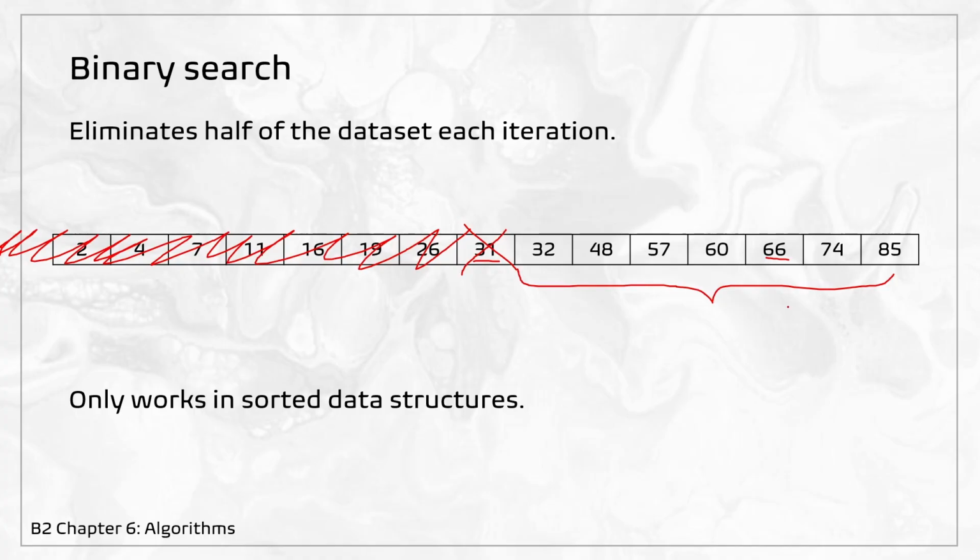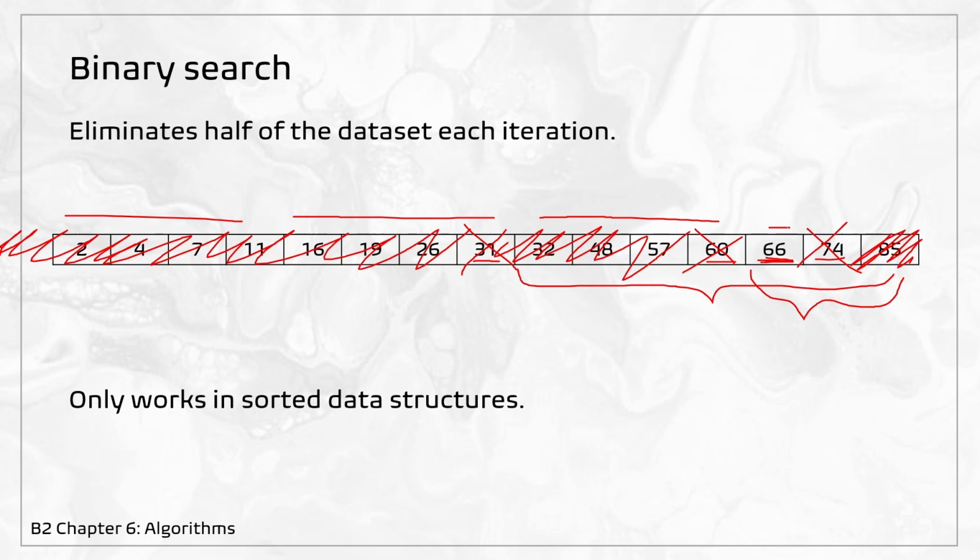In this smaller list, the middle value is now 60. Since 66 is still bigger than 60, we can now rule out 60 and this side of the smaller list. And now, in this even smaller list, the middle value is 74. Since 66 is smaller than 74, we can rule out 74 and this right side of the array. And there we go. Now we just have 66 remaining. Thus, we have found our target value in only 3 iterations, as opposed to 4, 8, 12, 13 iterations if we had used linear search.